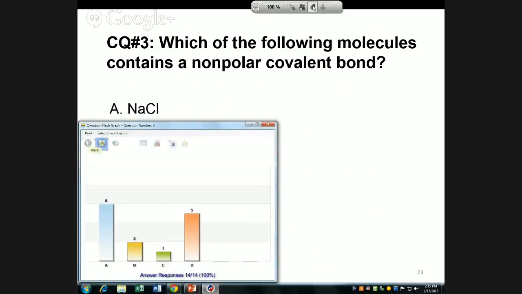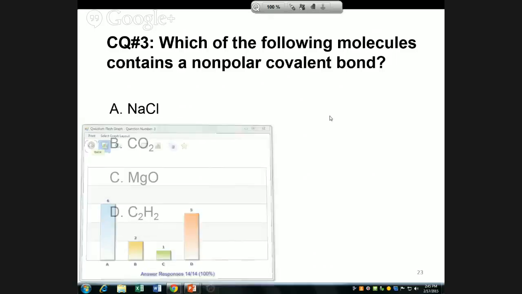So we have some takers from all of them, but a little bit more people chose A than any others. D came next, and then there's some takers from those in the middle. Which one's correct?